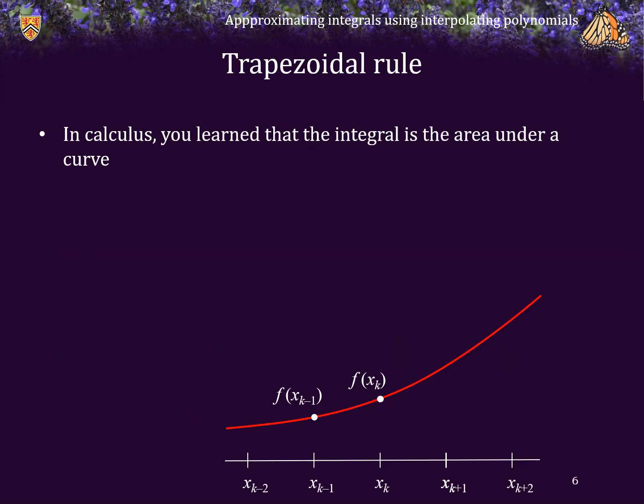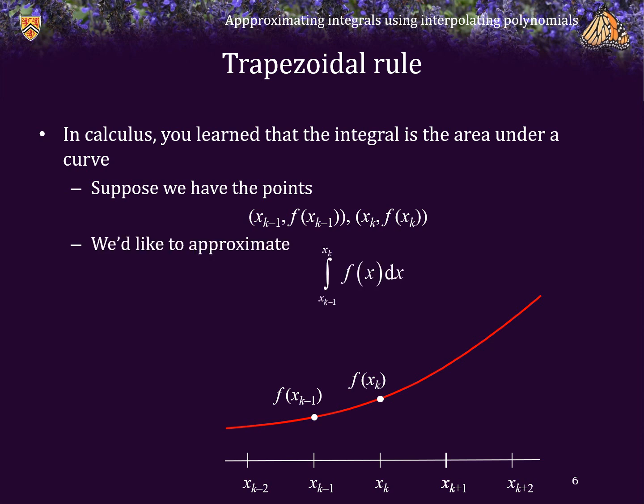Now in calculus, once again, you learned that the integral is the area under a curve. Suppose we have these 2 points, and we'd like to estimate the integral between them. Using the most primitive definition of the Riemann sum, we would simply calculate the area of this rectangle, and that area would estimate that integral. Of course, we could split it up, but assuming that we don't have any other information, that's the best approximation we have according to that first definition.